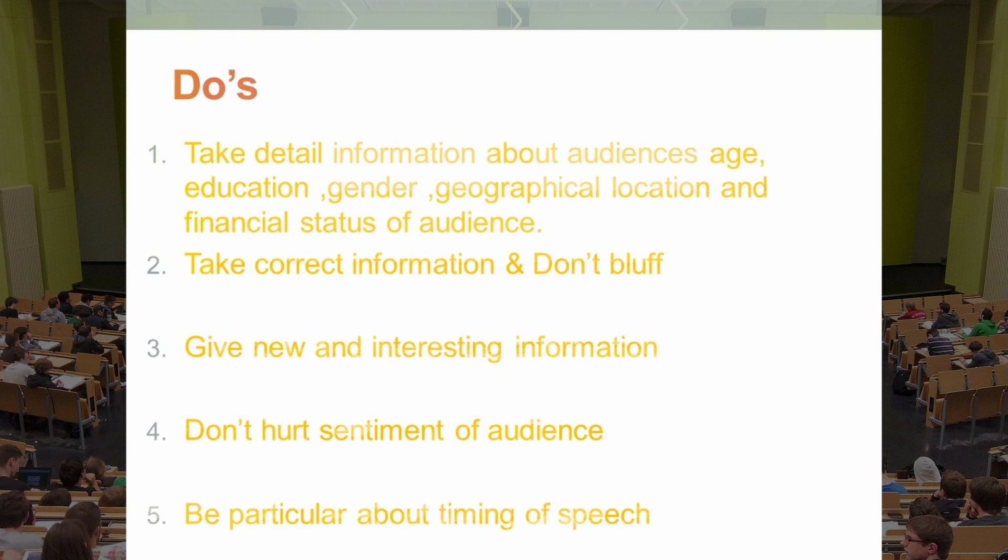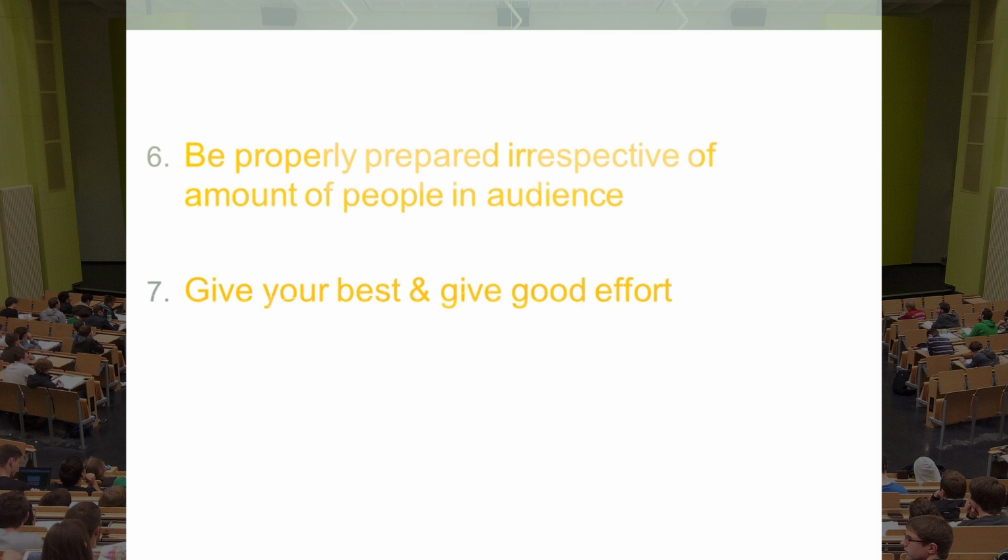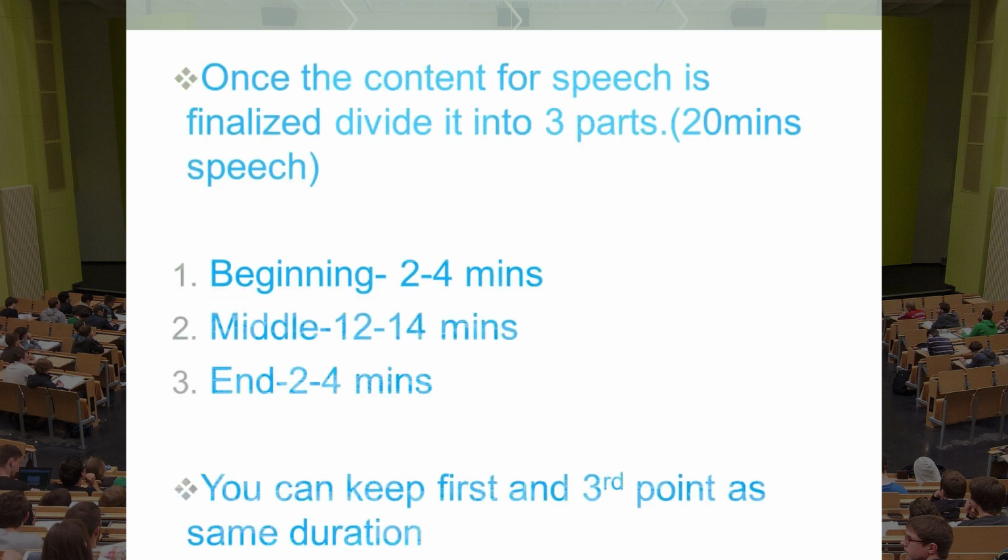Now what are the things you have to do? Take the detailed information about the audience: age, education, gender, geographical location and financial status of the audience. So say you may be very good at giving a speech in English, but your audience will be very comfortable with the understanding in the regional language. So in that case, you need to have an idea about your audience as well. Second, take correct information and do not bluff. Whatever the data which you are going to present, don't try to bluff. You need to have good, correct information.